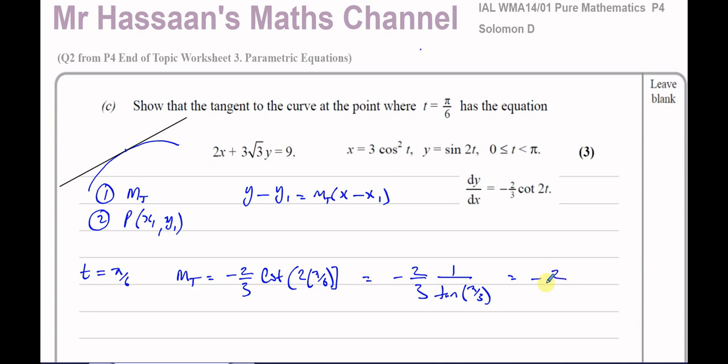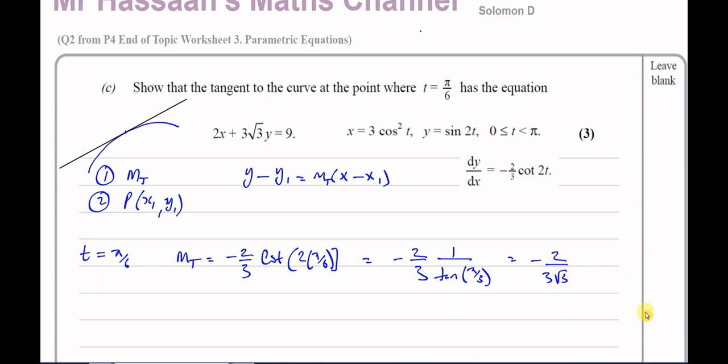And tan of pi over 3 gives you root 3. So that's minus 2 over 3 root 3. If you want to write that in its rationalized form, we can. Just leave it like that for now and see how it works out in the equation. In the end, we'll rationalize everything if we have to. So it's minus 2 over 3 root 3. That's the gradient of the tangent. So that's one thing that we need.